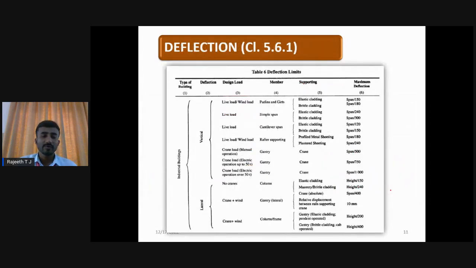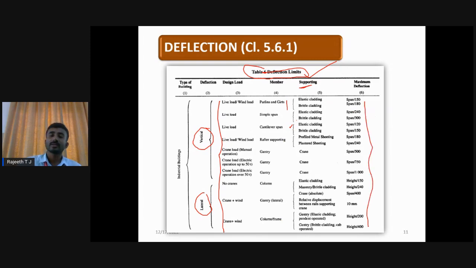Next, one more major criterion is deflection, according to clause 5.6.1. In Table number 6 of IS 800, they have given deflection limits for different types of steel structures, based on vertical and lateral deflection and the design load we are considering. It depends on different members like gantry girders, beams, columns and frames, and also on the support condition, for the maximum deflection criteria according to the code.